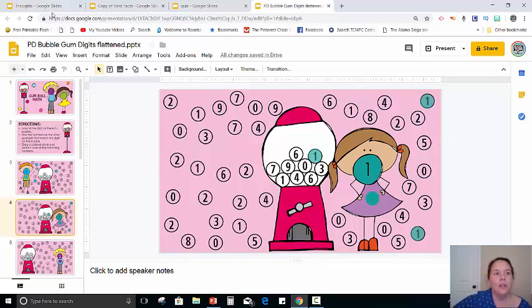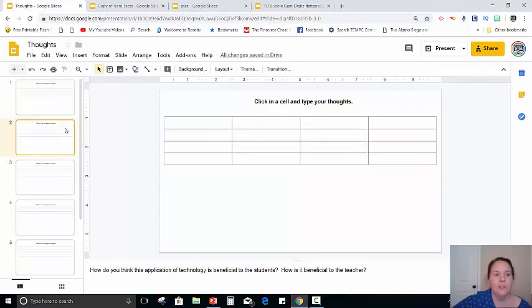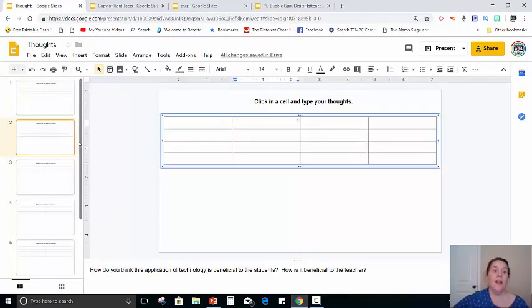And let's go back to our thoughts sheet, and on slide 2, choose a cell. And I want you to think about how this application of technology, so what we just did, is beneficial to students, and then how is it beneficial to teachers? Okay, and then we'll share our ideas.